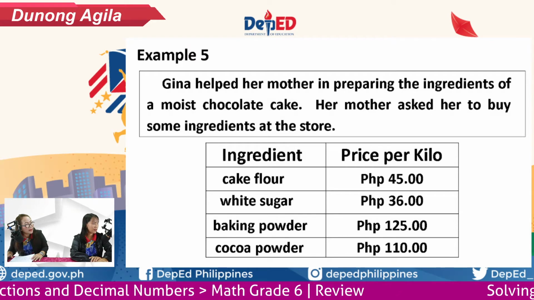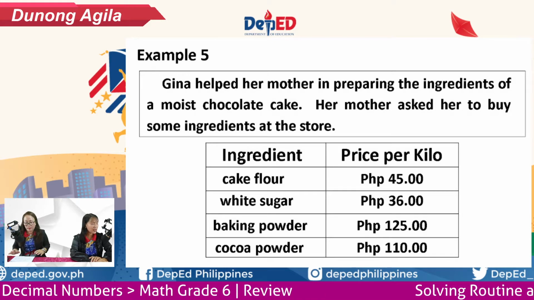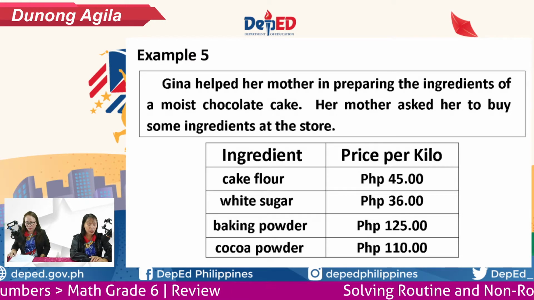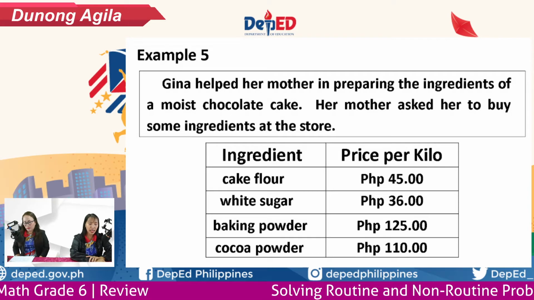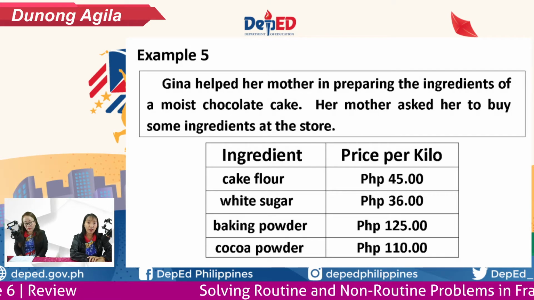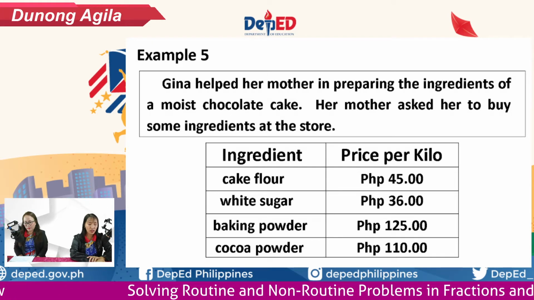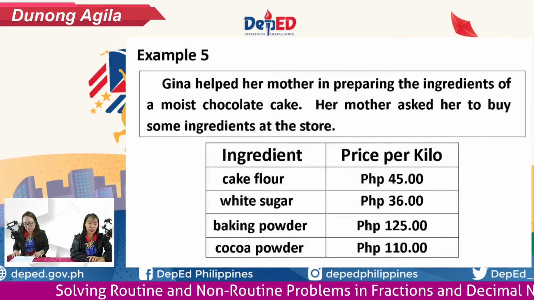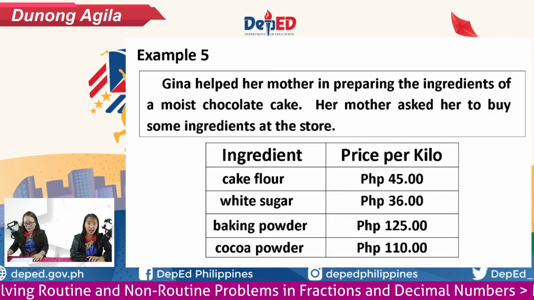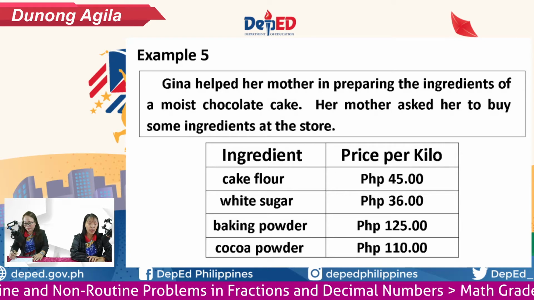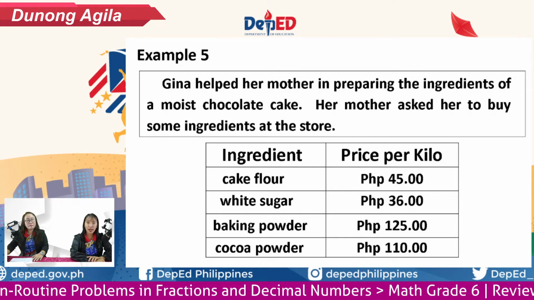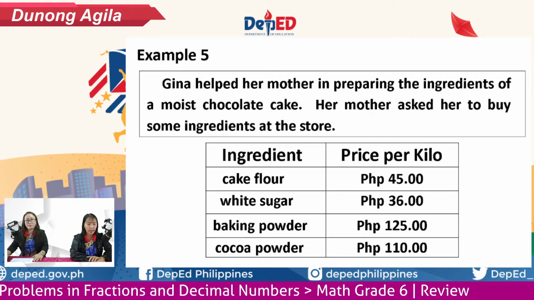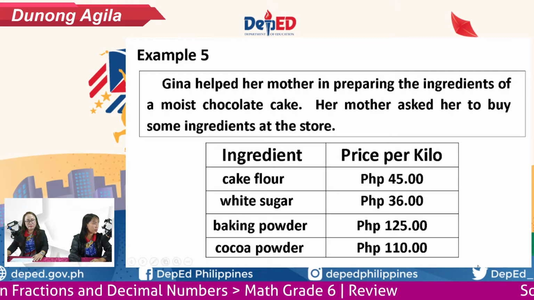What is the ingredient and price per kilo, Ma'am Tin? As you can see on your screen, yung ingredients, 4. Meron tayong cake flour, it is sold for 45 pesos per kilo. White sugar, 36 pesos per kilo. Baking powder, 125 pesos per kilo. And cocoa powder at 110 pesos per kilo. Okay, and we have our questions.